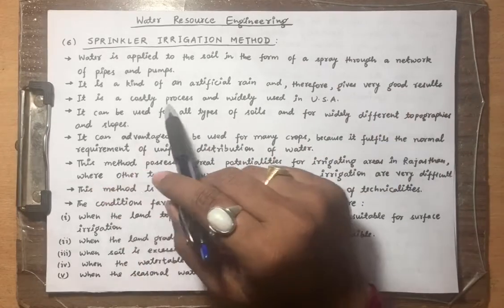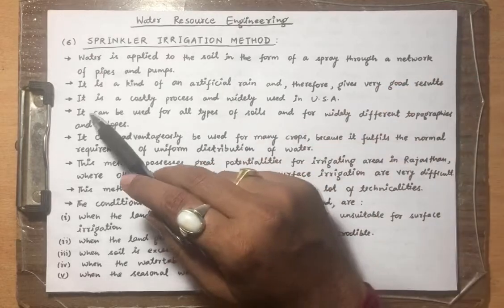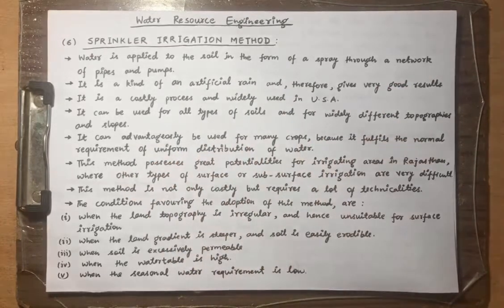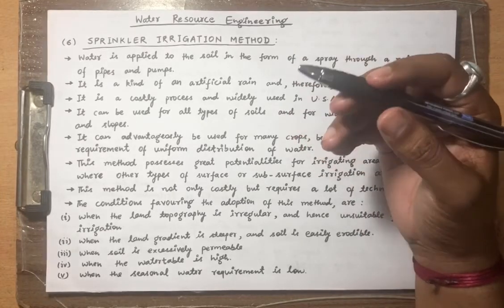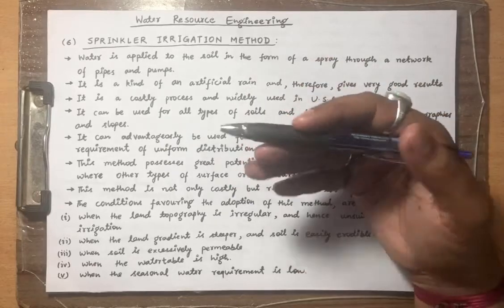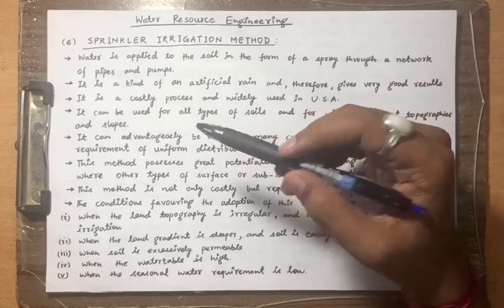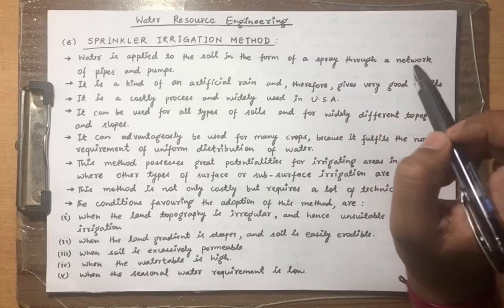So it is a kind of an artificial rain and therefore gives very good results. You can assume the sprinkler is producing a type of rain which is artificial because it is produced by us. So it is an artificial rain, so that's why it gives very good results.